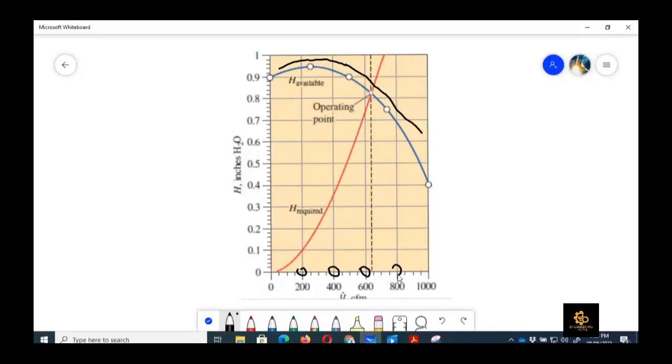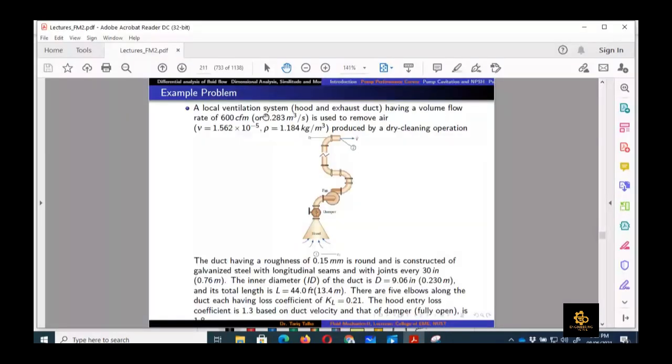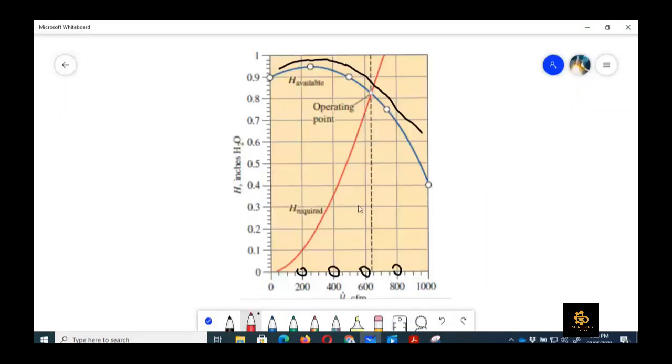And then we can find the intersection point of this available head line and required head line. If you see in the data as well, we have been given that we need to run this system at 600 cubic feet per minute. So after the construction of this H required line, if the intersection point is greater than this line, this line is the operating volume flow rate of this red line. Maybe that line is not the best line, so maybe I need to use the green line.